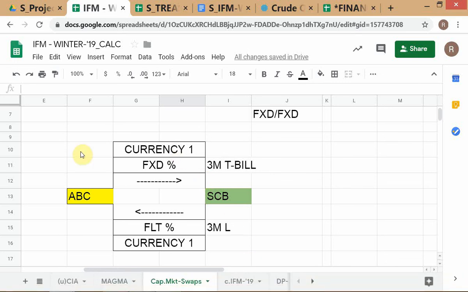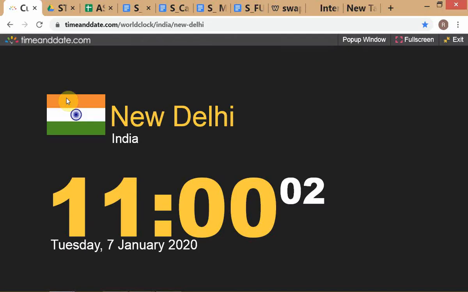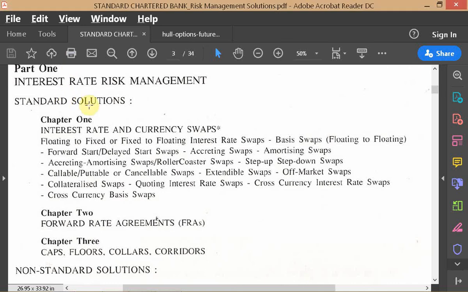The time is up, so I won't hold you back. But please go back and read, because we need to cover swaps in the next class, since these last three questions in the case relate to interest rate and currency swaps. Is this clear? Yes. Please read chapter one, I would say.